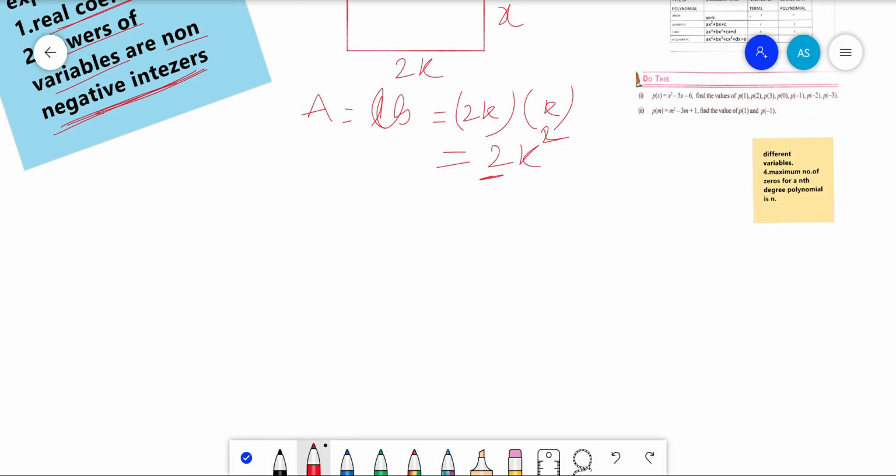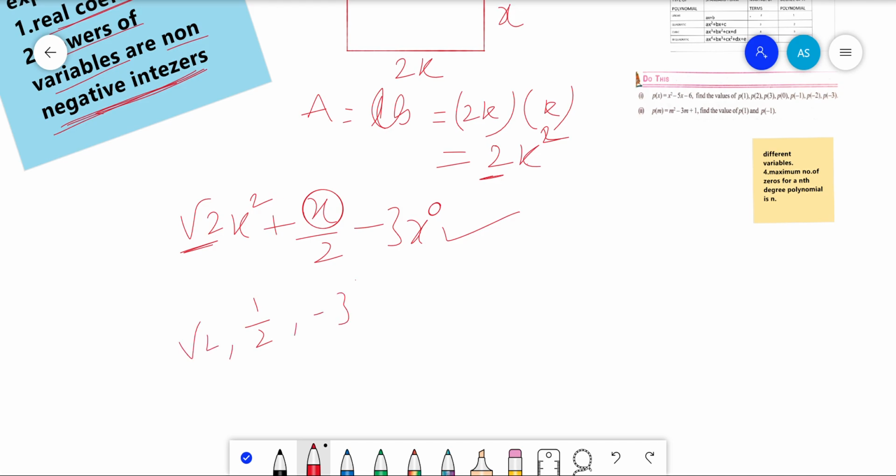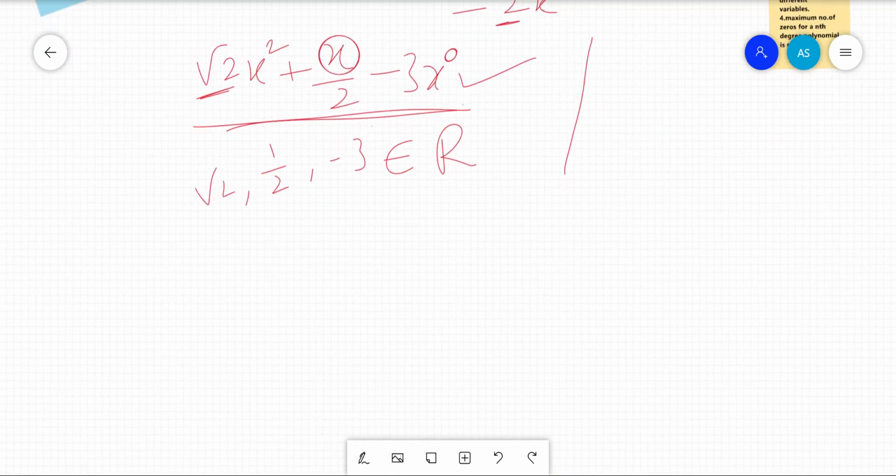Like that only, we'll consider one more example. Suppose root 2 x square plus x by 2 minus 3. Is it a polynomial? Yes, it is also a polynomial because the coefficient of x square is root 2, the x coefficient is 1 by 2, and the constant, that means x to the power 0, has coefficient minus 3. Root 2, 1 by 2, minus 3 all belong to the real numbers. Therefore, it is a polynomial.